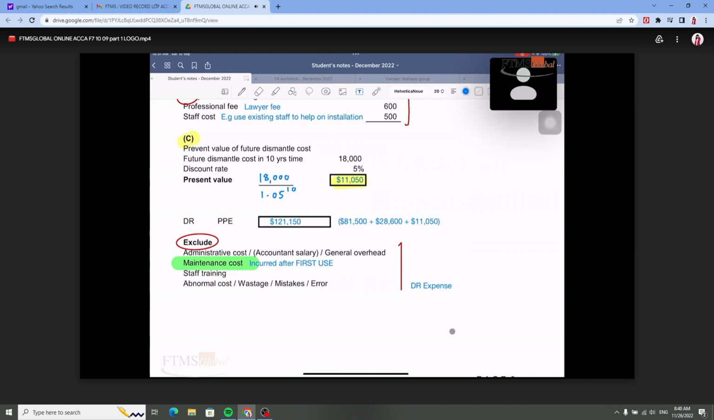Okay, now let's take a closer look. Administrative costs, I think I told you just now, if you have a problem with the word administrative, just substitute it with the word accountant. Then you will know accountant salary has nothing to do with your PPE. So accountant salary, of course, is an expense.